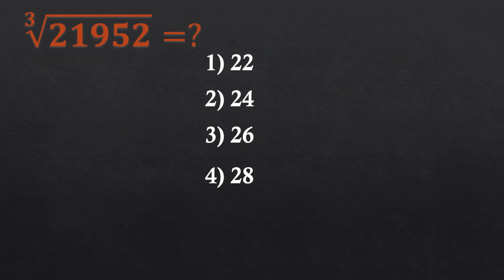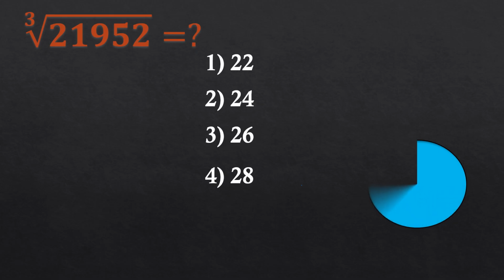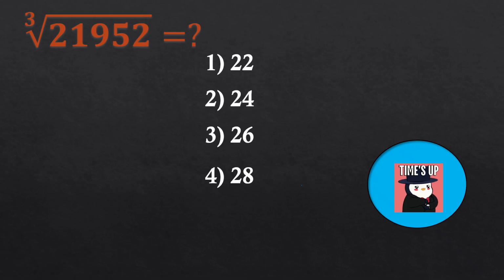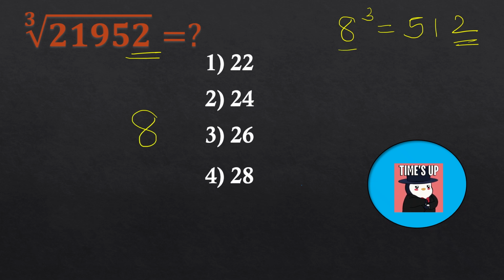Next one on your screen and your timer starts now. Time up. So we'll solve this. Last digit is 2, correct? So from 1 to 10, which cube has last digit as 2? It is 8 cube, right? 8 cube is 512. So 2 is the last digit of 8 cube. So 8 is the last number here.